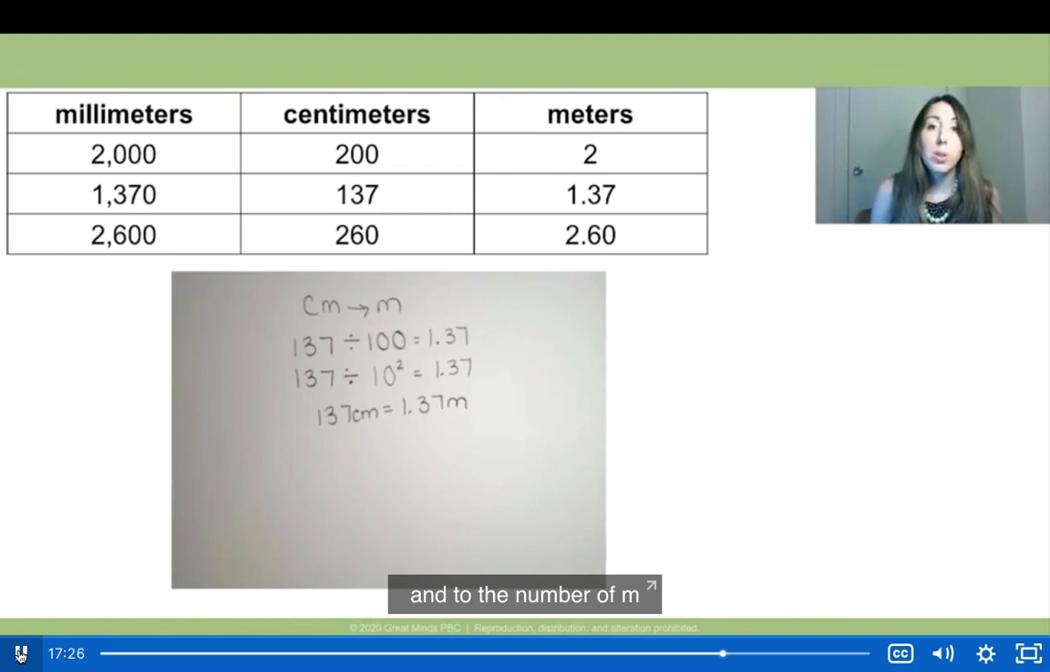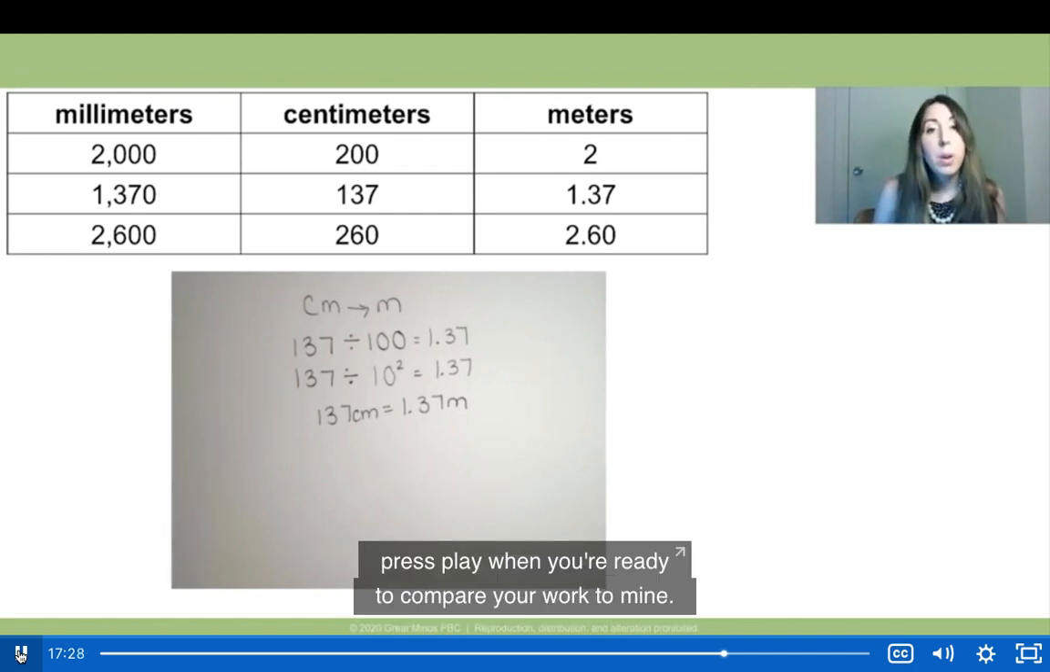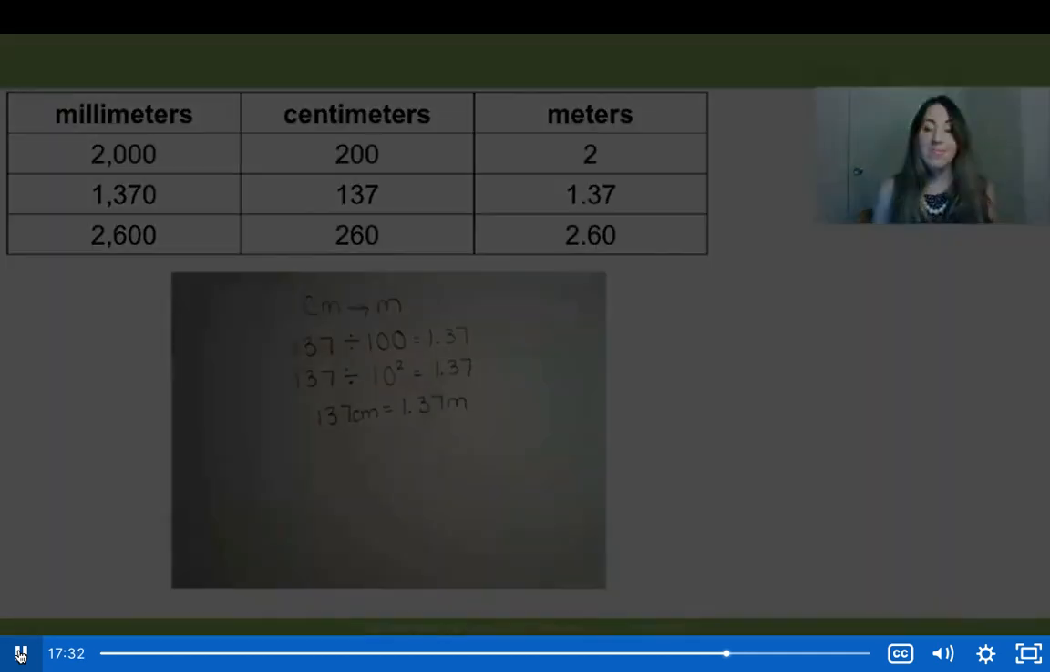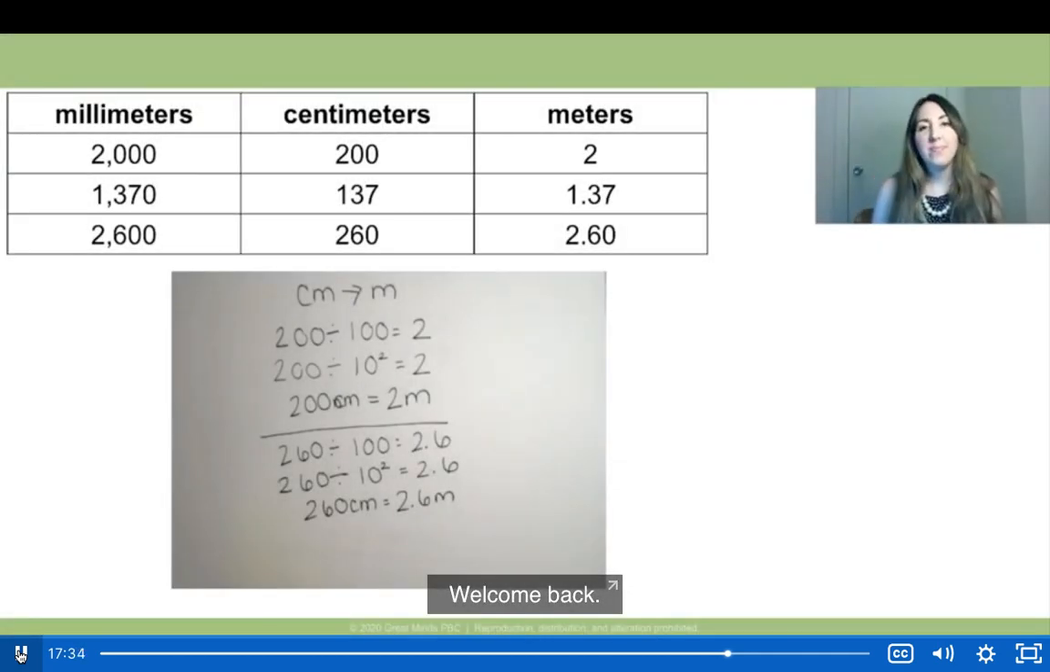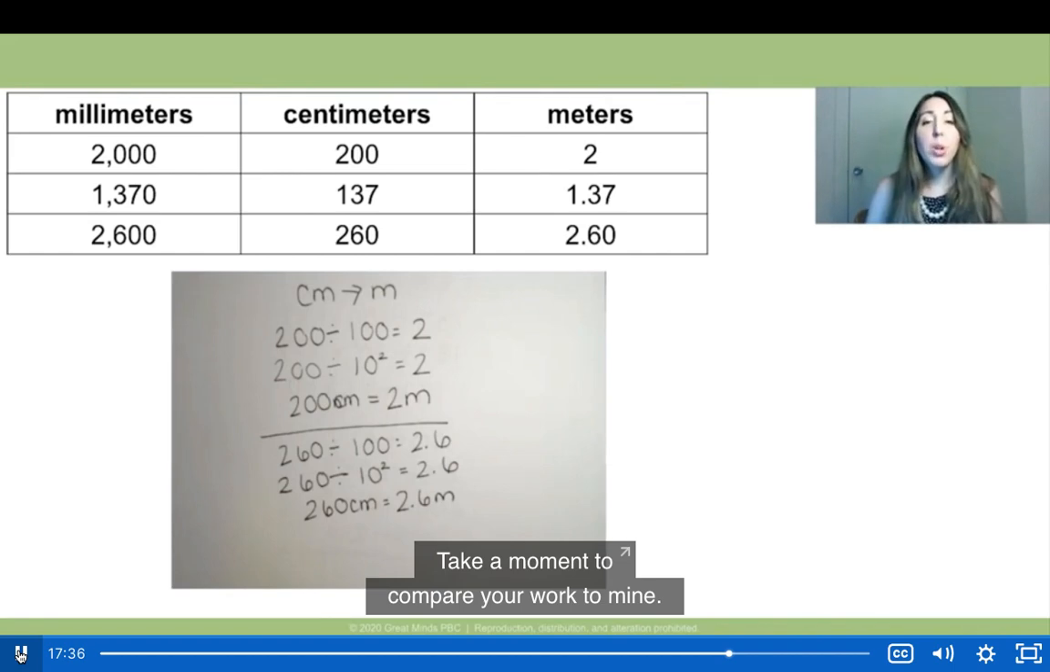Again, press pause here to show your work to prove the equivalence between the number of centimeters and the number of meters. Press play when you're ready to compare your work to mine. Welcome back. Take a moment to compare your work to mine.